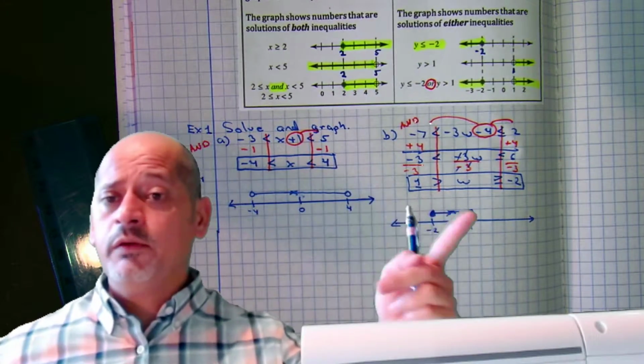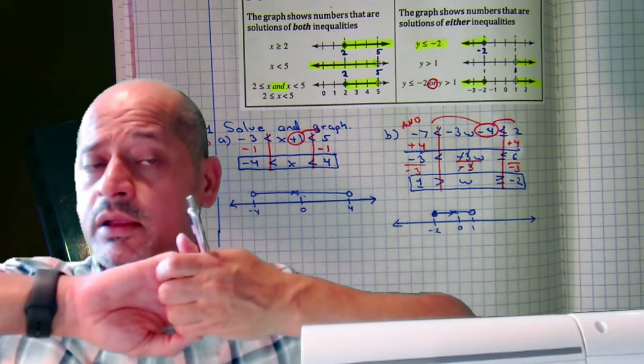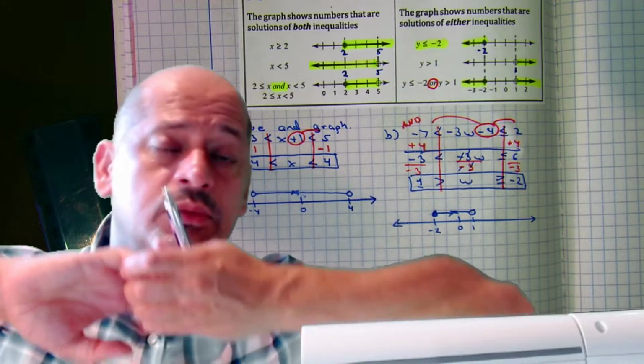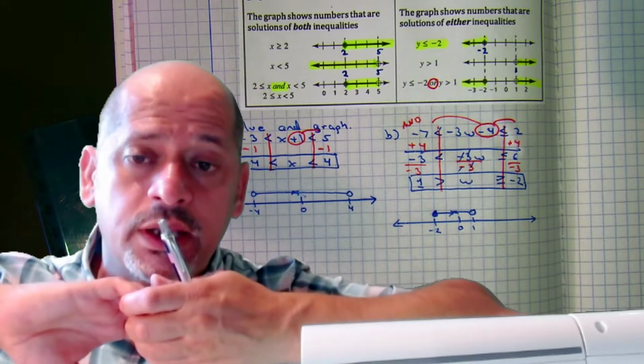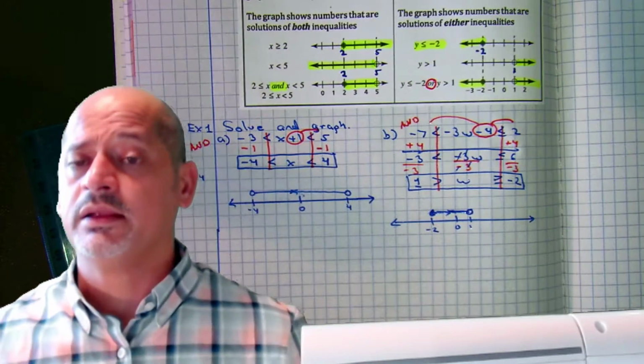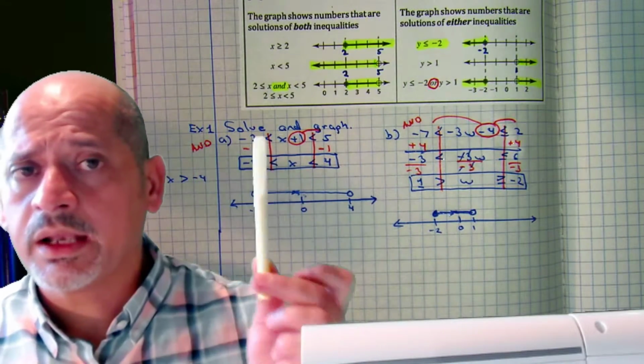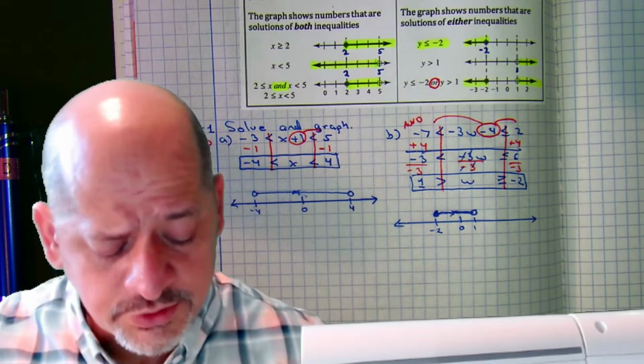Remember, if it's an and, they're connected, we might as well just connect them. We know that they're going to be connected, so we don't have to even think about it. I usually just connect them, and that's it. But it should match. And now let's go back and highlight the answers.